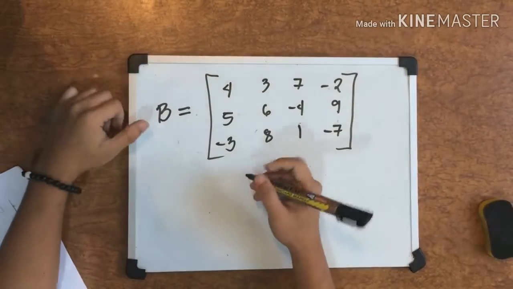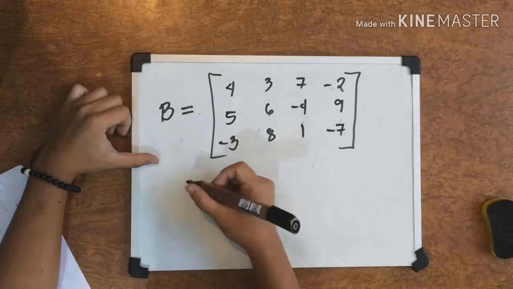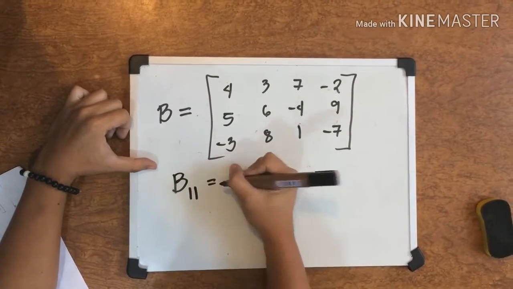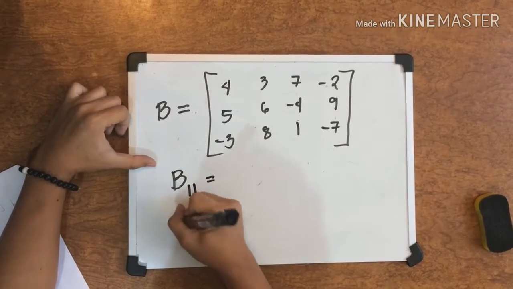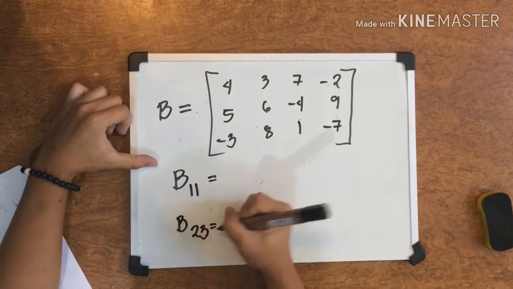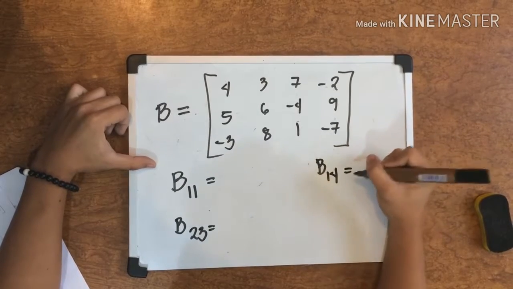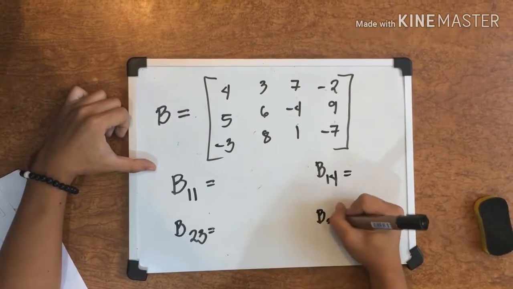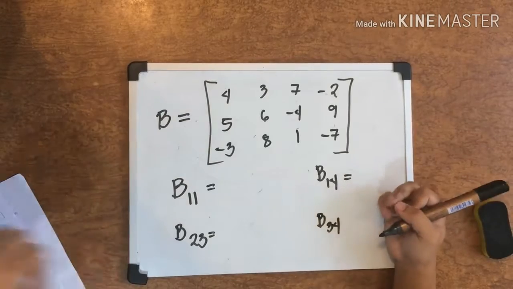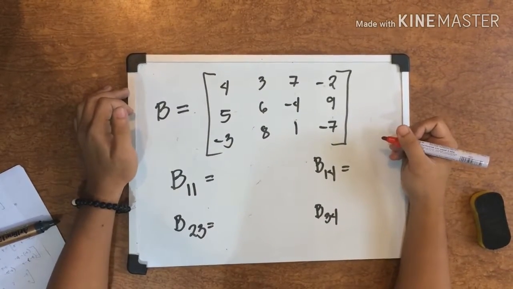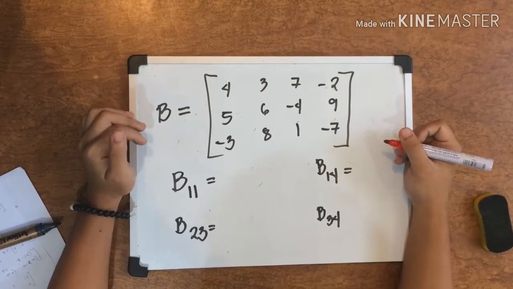Now, let us identify these elements. So we have B11, B23, B14, and B34. So that you can identify directly what is the answer for these elements.